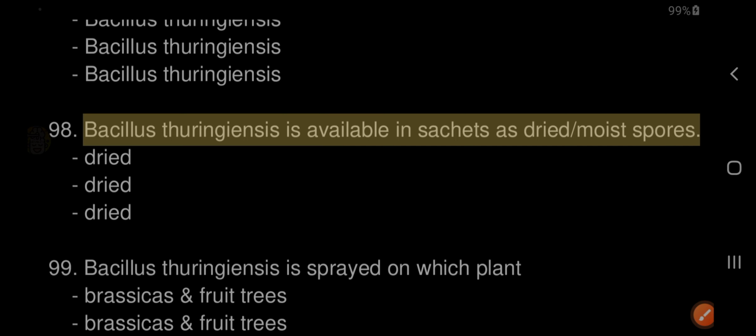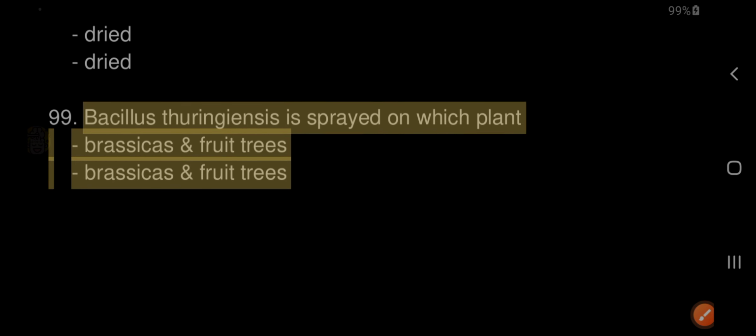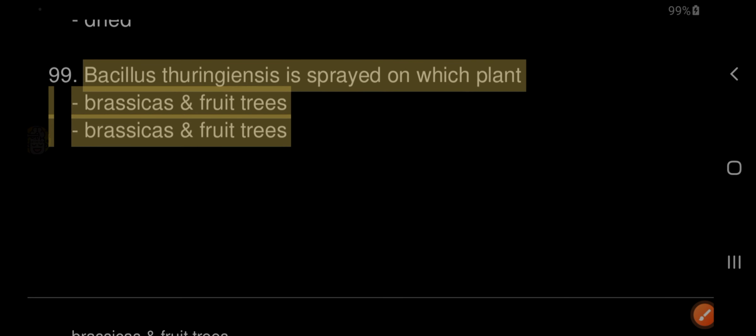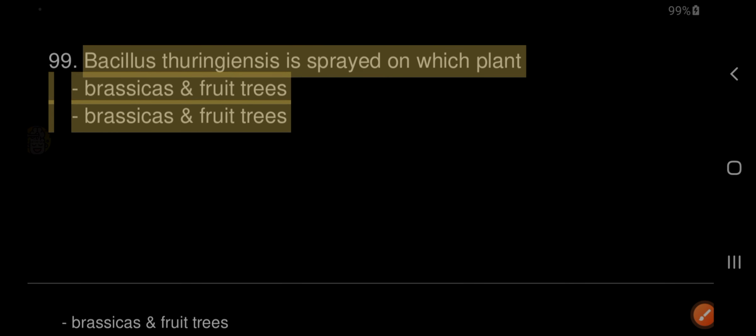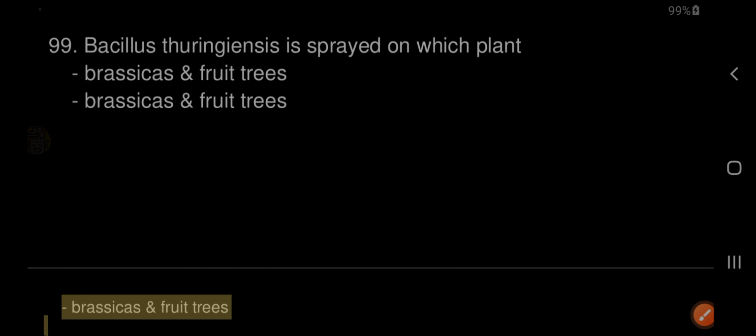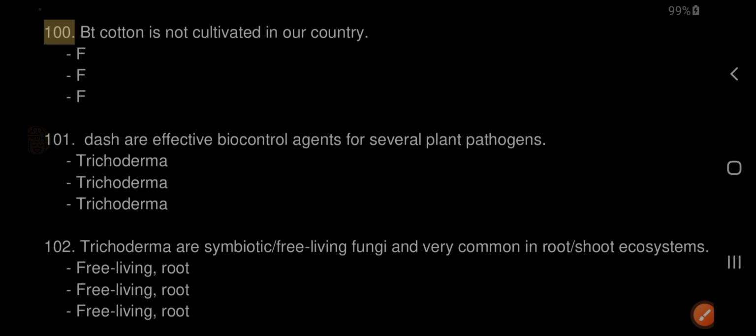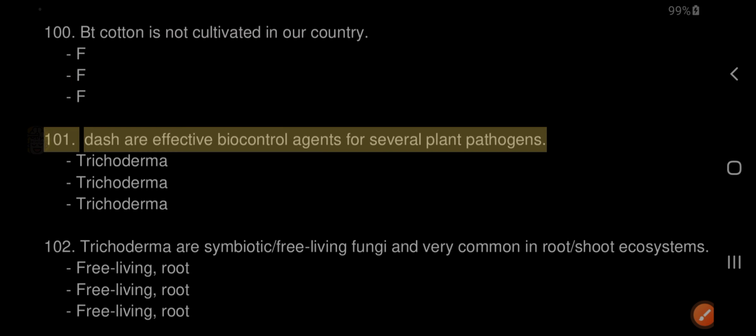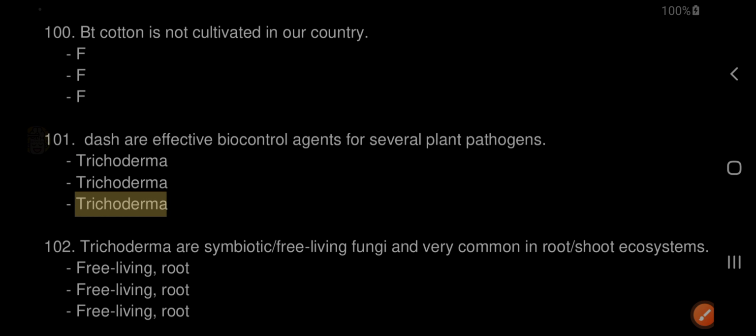99. Bacillus thuringiensis is sprayed on which plants? Brassicas and fruit trees. 100. Bt cotton is not cultivated in our country. False. 101. Dash are effective biocontrol agents for several plant pathogens. Trichoderma. 102. Trichoderma are symbiotic, free-living fungi and very common in root ecosystems. Free-living, root.